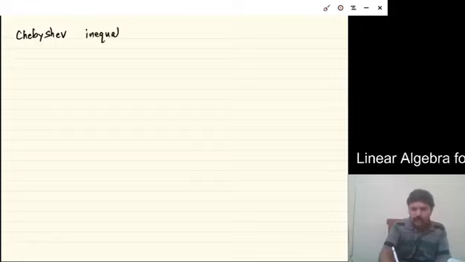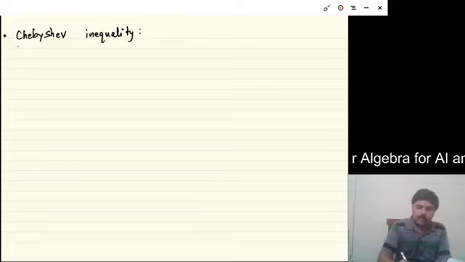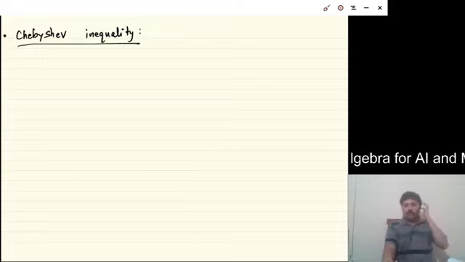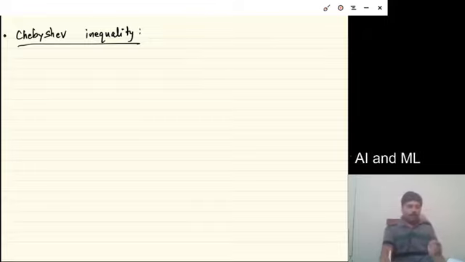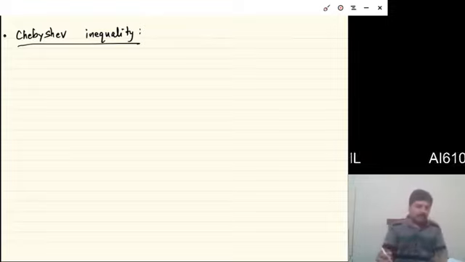Another interesting inequality that you encounter is the Chebyshev inequality. Those who have done a probability and statistics class will realize that they have already seen this Chebyshev inequality in a different form. So we will try to relate what we are doing right now with that form also. So what is this Chebyshev inequality really?